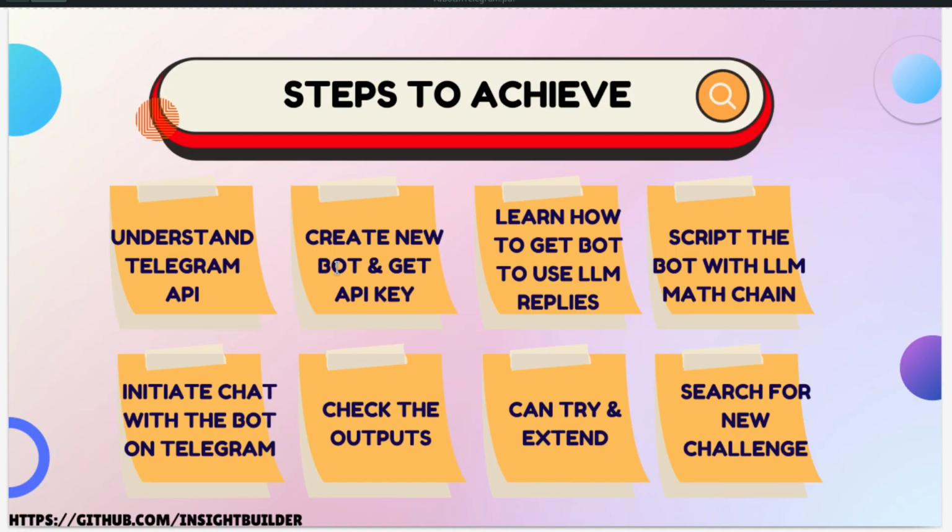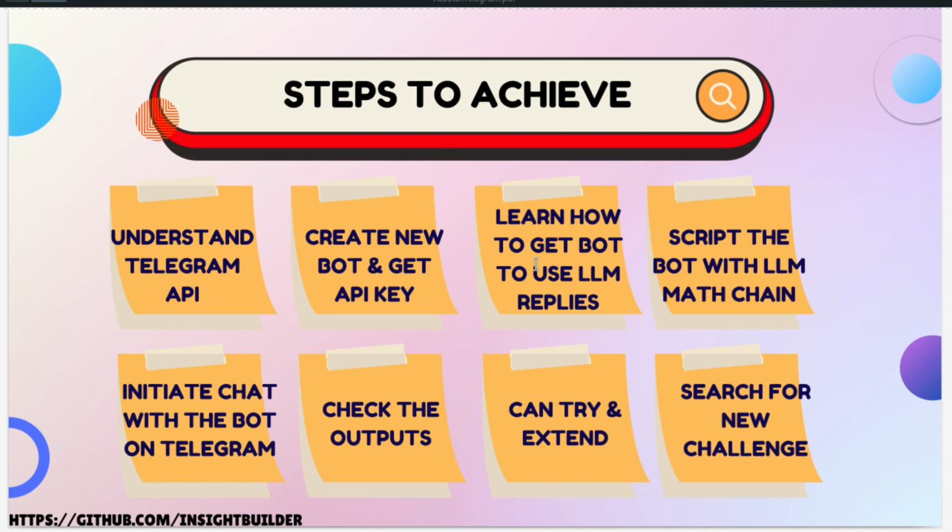The steps to achieve. So we are going to develop a bot inside Telegram. We have to first of all understand how Telegram works and how the Telegram API that is going to connect the Telegram interface with our script is going to work. We need to understand that. After that, we need to create a new bot inside Telegram, and then we need to get the API key for that bot. We need to learn how to interface with that bot and how to get the bot to reply based on the data it gets from the large language models.